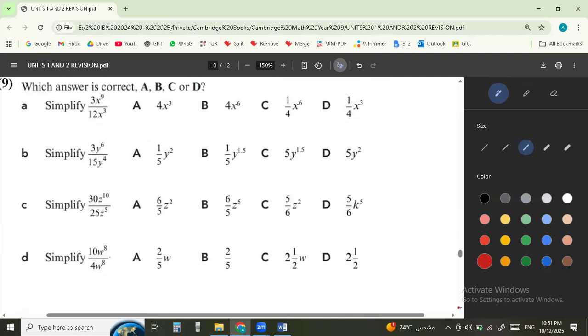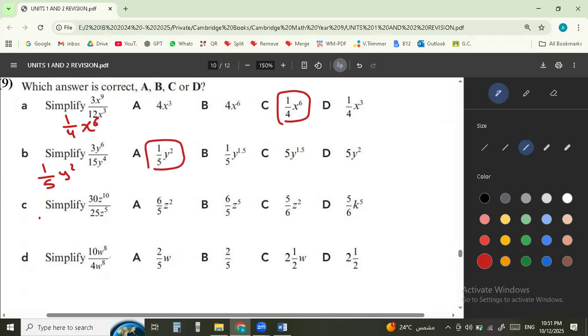Here, 3 over 12. How can I simplify it? Divide by 3. Don't say it's 4. Wrong. It is not 4. Simplify as if it's a fraction. Divided by 3 up is 1 in the numerator. Divided by 3 down is 4. And x, mister, it is x to the power of 6. So a quarter x to the power of 6. Divided by 3 up is 1. Divided by 3 down is 5. Y to the power of 2. We subtract the powers in division. So a fifth, y to the power of 2.